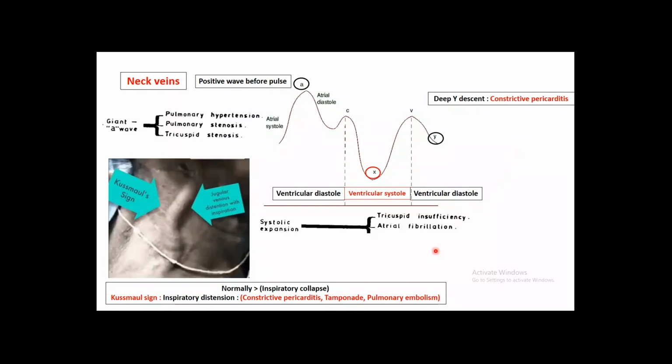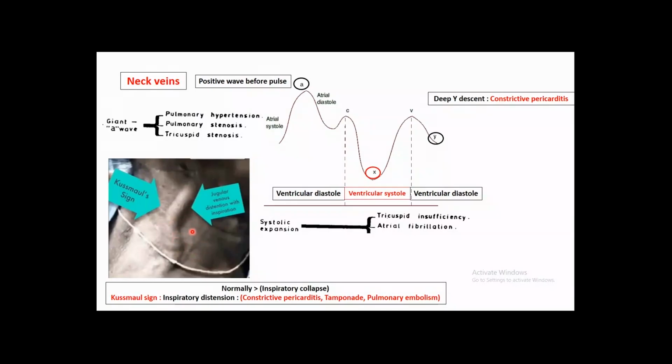And finally, the final thing that we should comment on after we comment on the waveform is asking the patient to take a deep inspiration. What normally occurs during deep inspiration? This creates a negative intrathoracic pressure that causes suction of any blood inside the jugular veins into the right atrium. So what is abnormal is inspiratory expansion of the neck veins when you ask the patient to take inspiration.